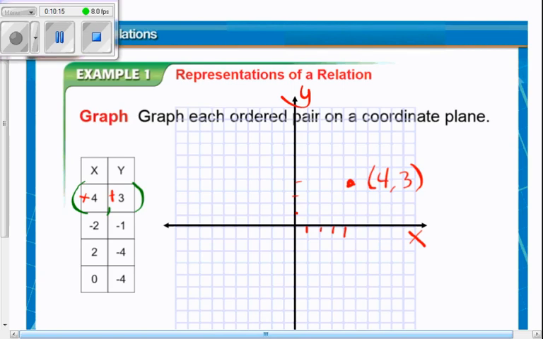Okay. Again, we have (-2, -1). So here, x to the negative means we're going to the left. Back 2. And I have a -1, so that means that I'm going down 1. And my point will be right here. (-2, -1).